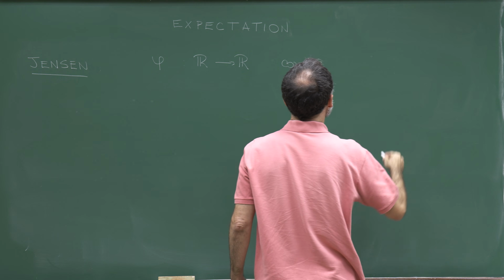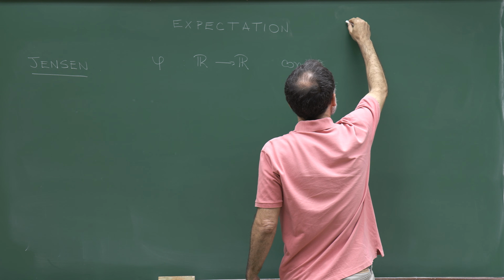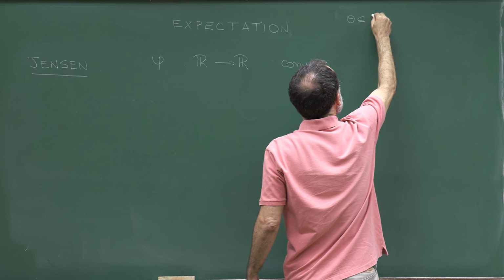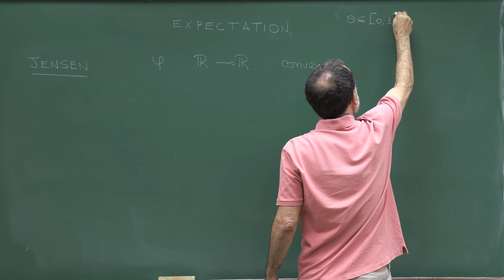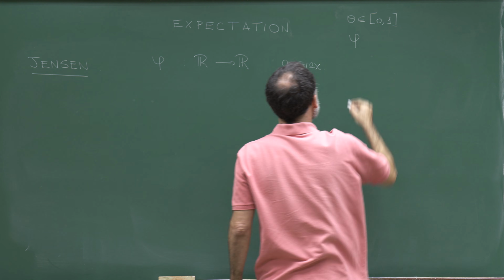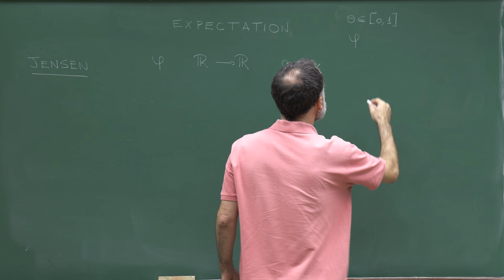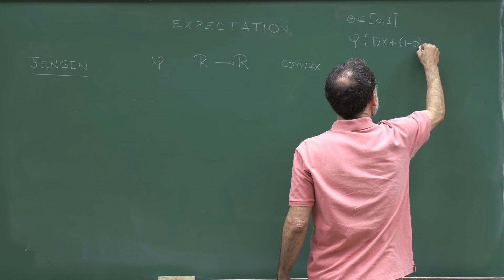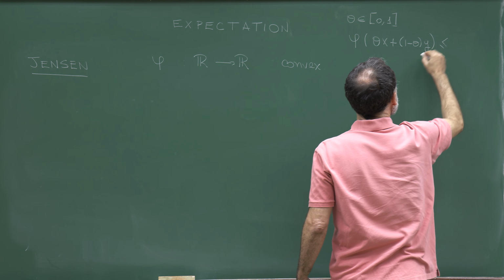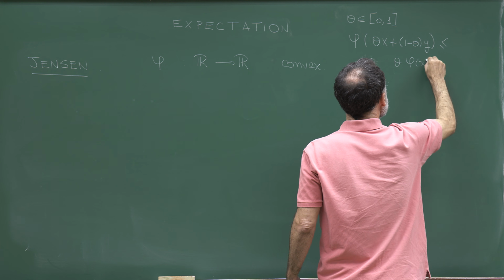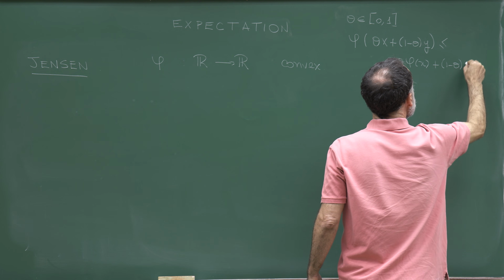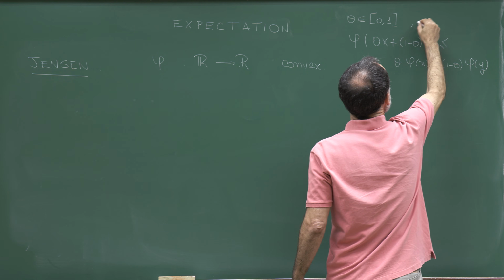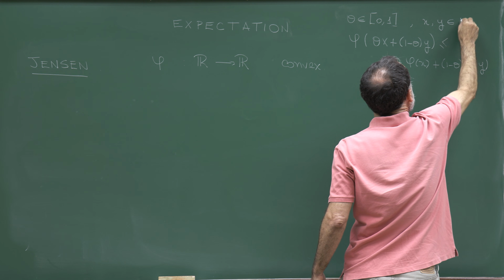So just to remind you, convex means that if you take any convex combination of 2 points, so let me take theta in [0, 1], saying that phi is convex is to say that phi of (theta x plus (1 minus theta) y) is less or equal than theta phi of x plus (1 minus theta) phi of y, and this for all theta in [0, 1], and for all x and y in R.